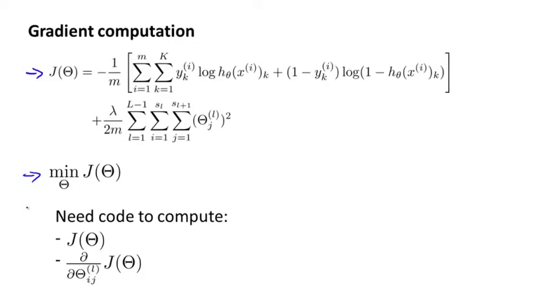In order to use either gradient descent or one of the advanced optimization algorithms, what we need to do, therefore, is to write code that takes as input the parameters theta and computes J of theta and these partial derivative terms. Remember that the parameters of the neural network are these things, theta superscript l subscript ij, that's a real number, and so these are the partial derivative terms we need to compute. In order to compute the cost function J of theta, we just use this formula up here. And so what I want to do for most of this video is focus on how we can compute these partial derivative terms.